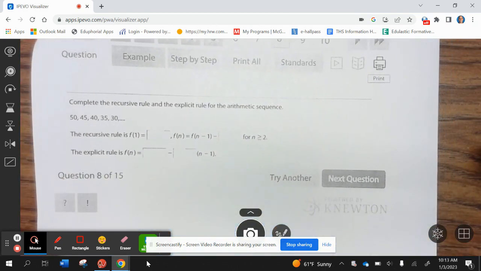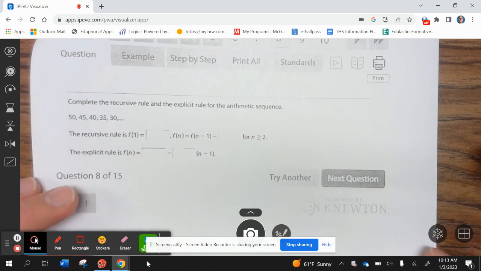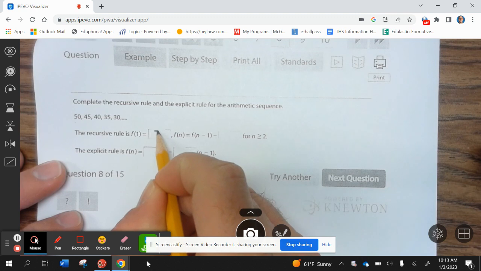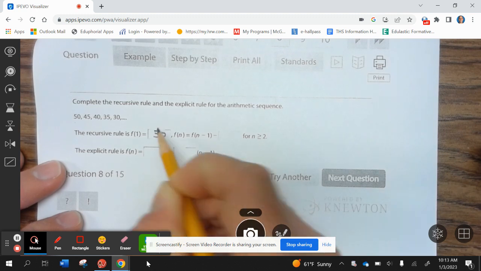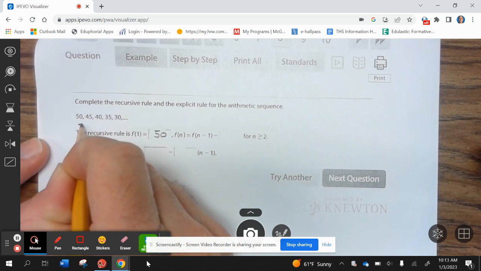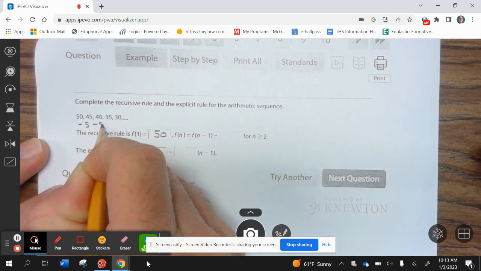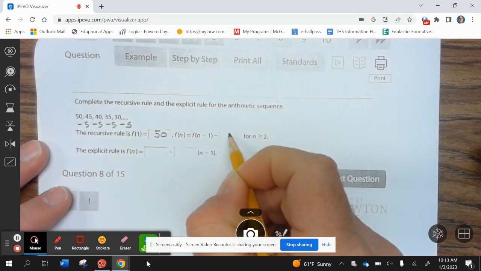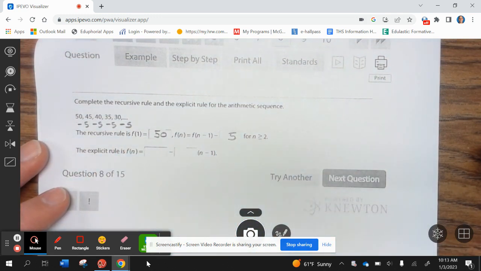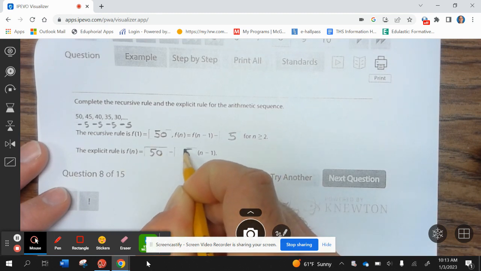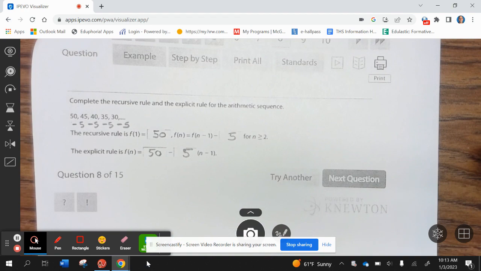Complete the recursive rule and explicit rule for the arithmetic sequence. So first off, f of 1 is the first term, so that's 50. Now we need to figure out what we're doing to get to each term. Well, we're subtracting 5 each time. So this is minus 5. So explicit rule is 50 minus 5. All right, let's take a look at the next example.